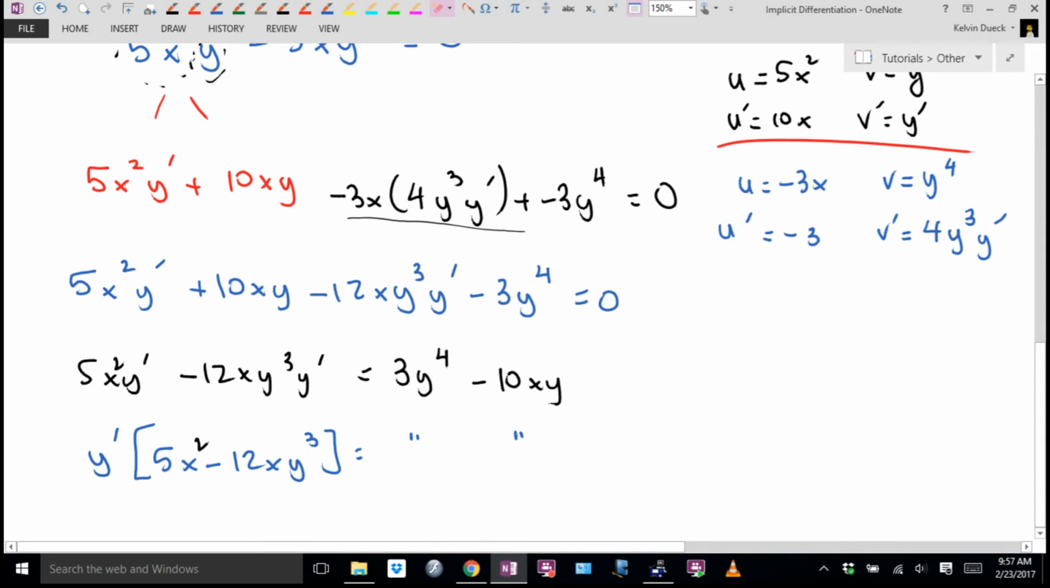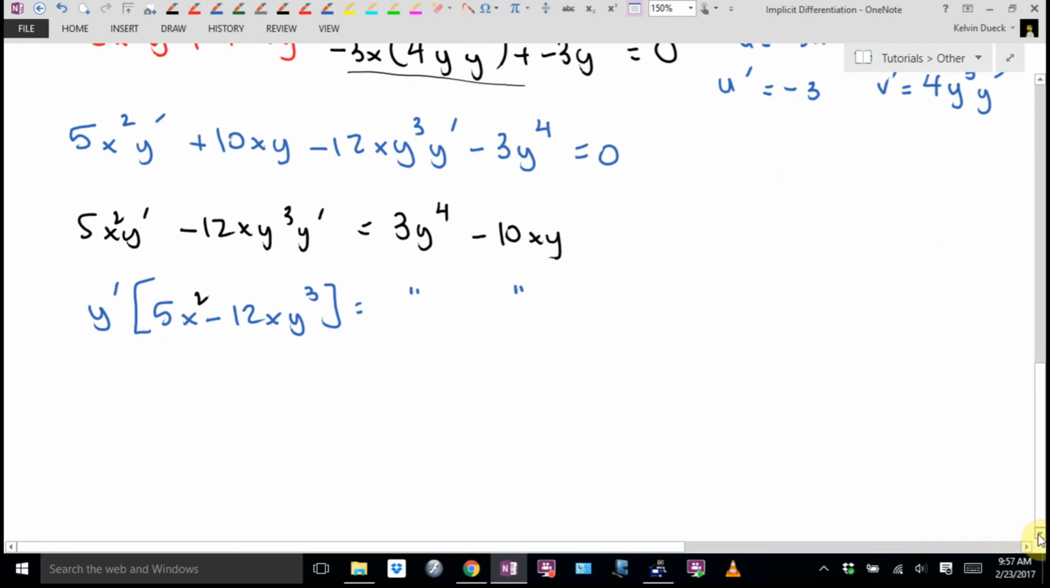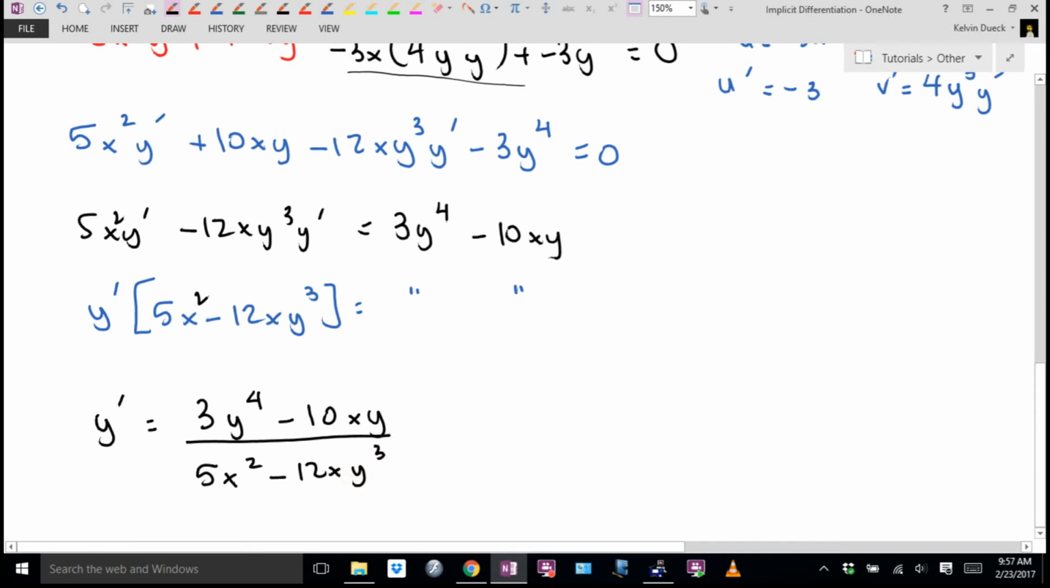How would I get the y prime by itself? How will I move that big, ugly bracket over? Yep. So final answer, this I will write out properly. Y prime is going to be on the top. I have a 3, a y to the 4th, a minus, a 10x, and a y, all over a 5, an x squared, a minus, a 12, an x, and a y cubed. That is the derivative implicitly derived.